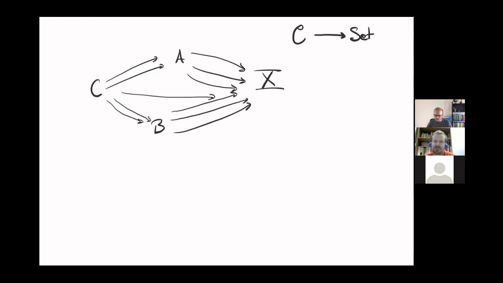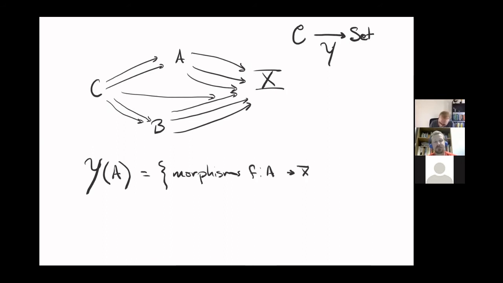And the way that this works is that I'll call this Y, like curly Y. That whole structure there, this functor, is called Y. And so Y of A, if I have some object A, is going to be the set of morphisms from A to X. So maybe I should call this Y sub X, because it depends on my object X. And I could also have Y sub X of B, which is the same thing.